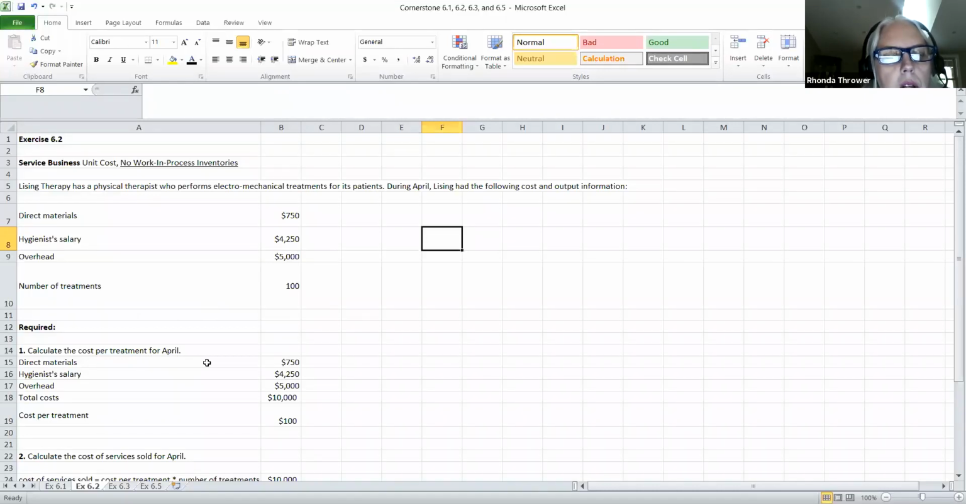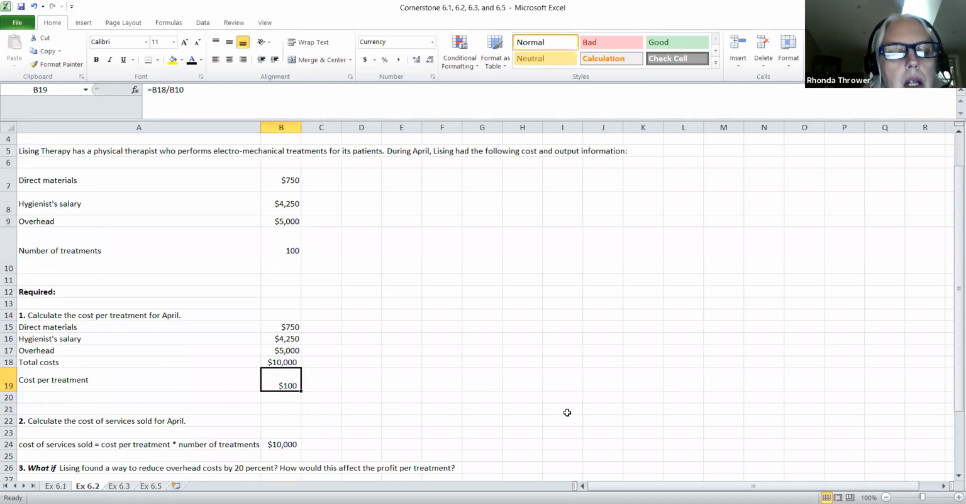So all we do is we take the materials cost and the salary cost, which is our labor, and our overhead cost, we add them together, and we're going to get total cost for this period of time of $10,000. If we had 100 treatments that we did, we would divide that $10,000 by 100 treatments, and that will give you a cost per treatment of $100. So they wanted you to calculate the cost per treatment for April.